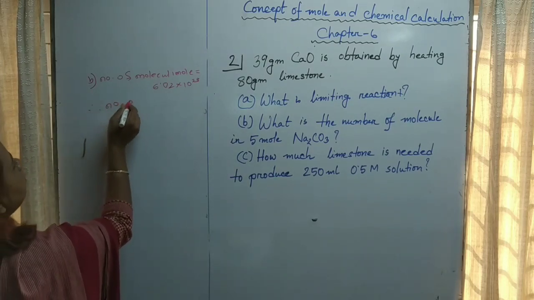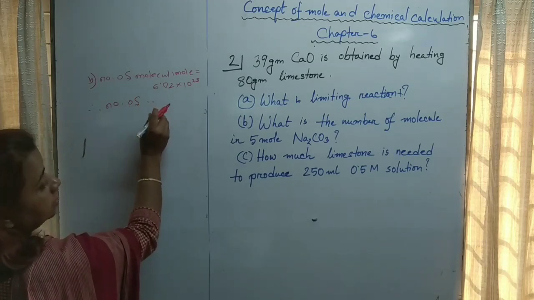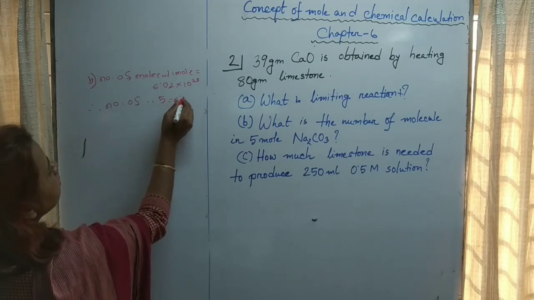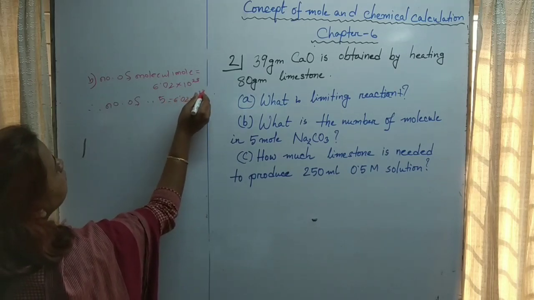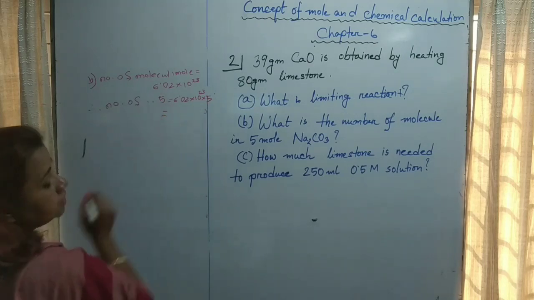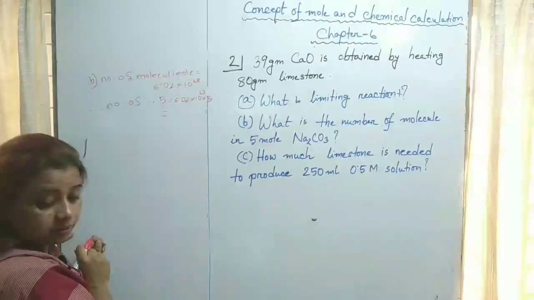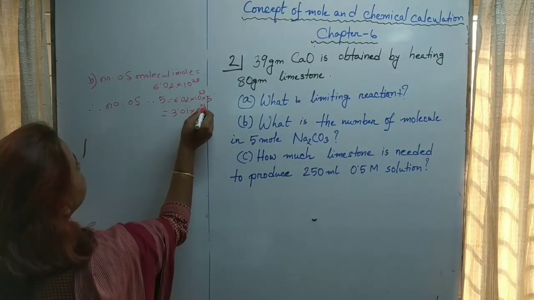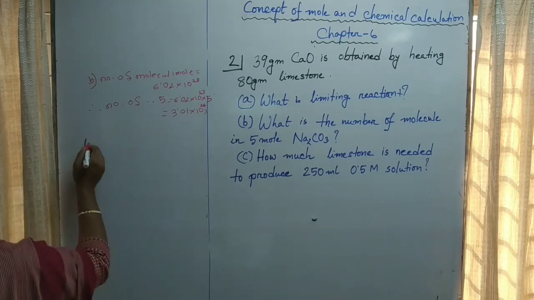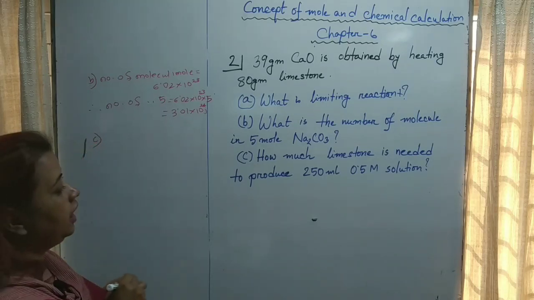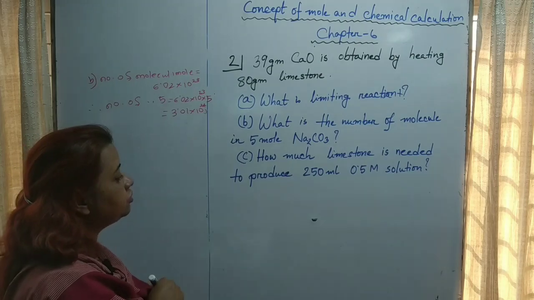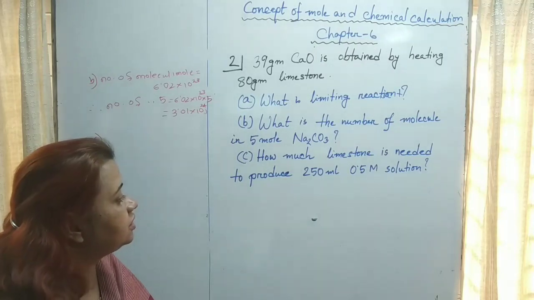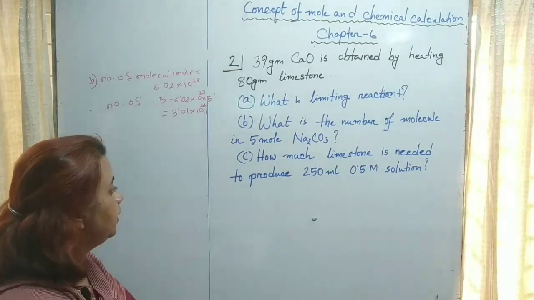Therefore, the number of molecules in 5 mole sodium carbonate is equal to 6.02 into 10 to the power 23 into 5, which is equal to 3.01 into 10 to the power 24. Okay. Now, question number C. How much limestone is needed to produce 250 ml 0.5 molar solution? That means for a semi-molar solution.